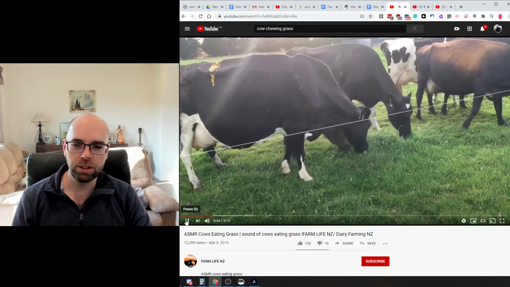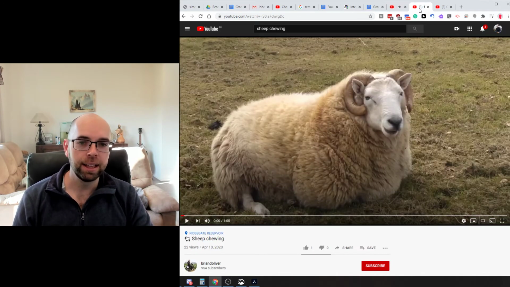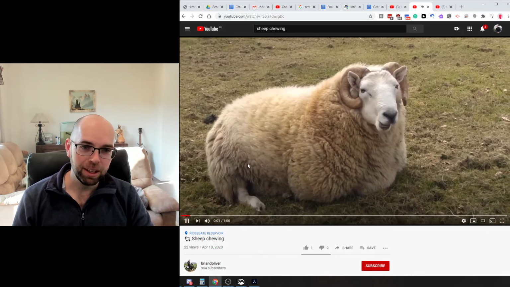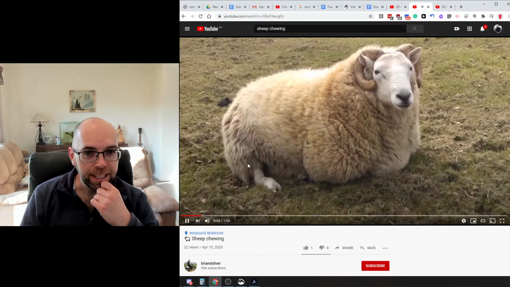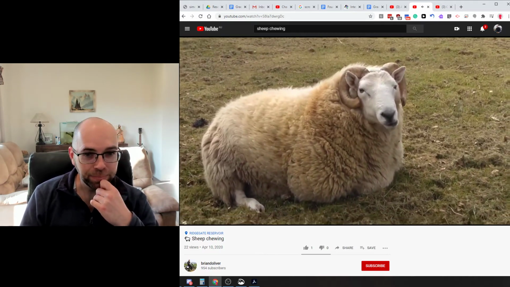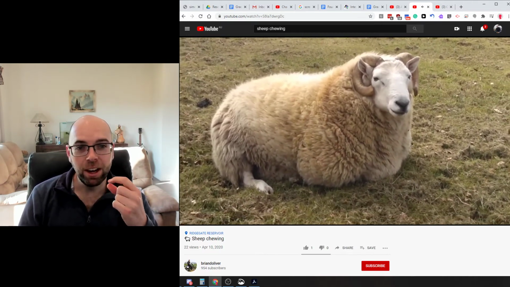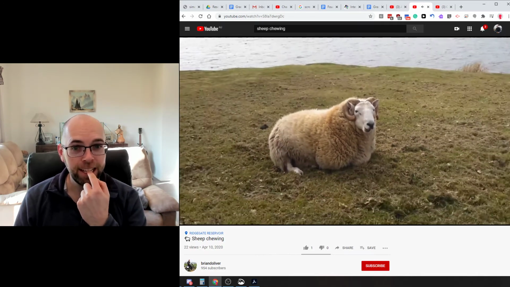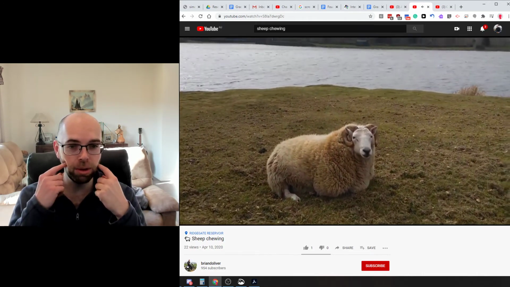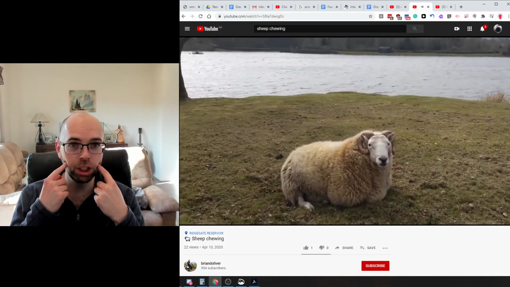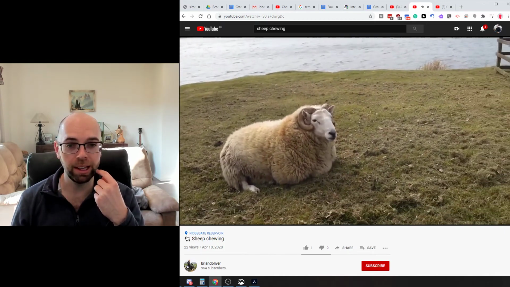All right, let's try this sheep. Now, I've got a picture of this sheep because this sheep is chewing. Okay? You watch him. He's just chewing away. Chewing and chewing. Okay. Now, notice when he's chewing, he's not using his front teeth, his incisors. He's using his molars at the back. So we can't really see them, but he's just chewing and chewing, just like we would if we were chewing something.